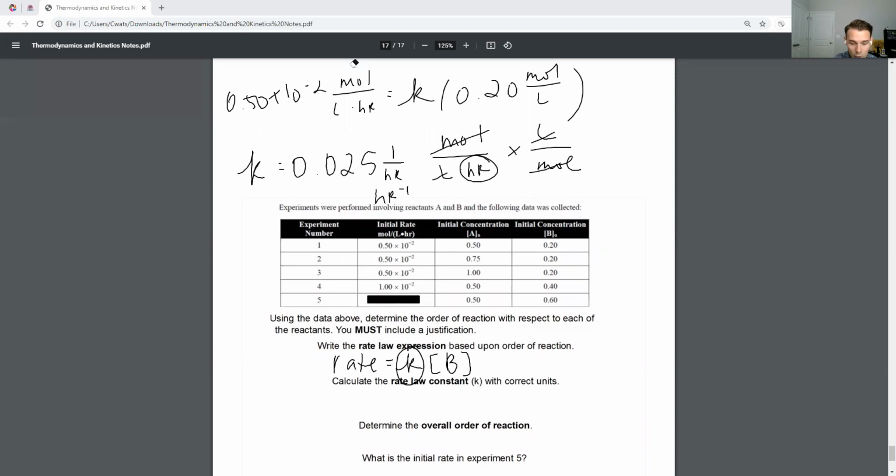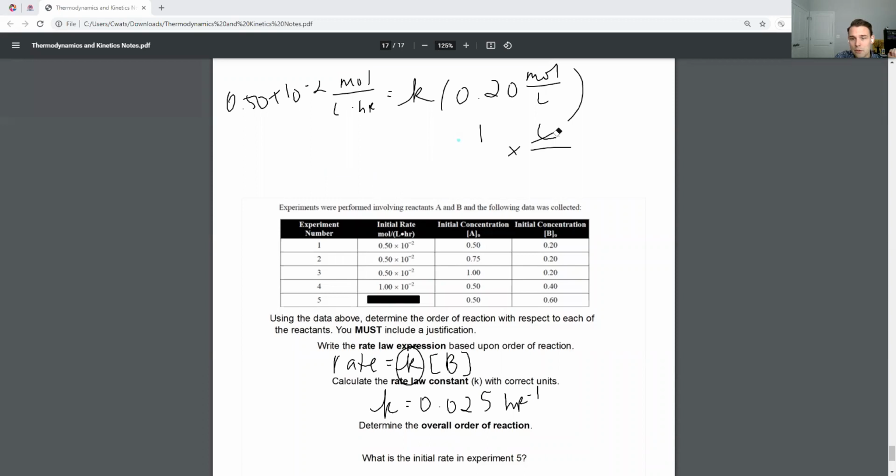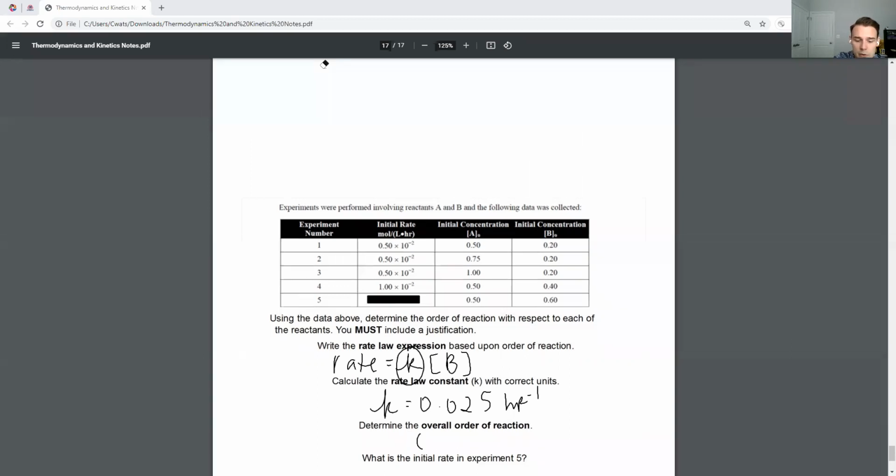Determine the overall order of the reaction. I'm going to write what the answer is here. 0.025 inverse hours. The overall order of the reaction is simple. You just add up the individual rate orders. So A was 0, B was 1. So therefore, my overall rate order is going to be 0 plus 1, which equals 1.